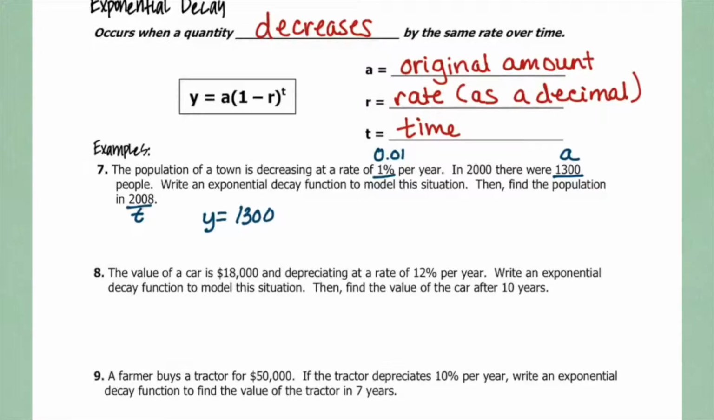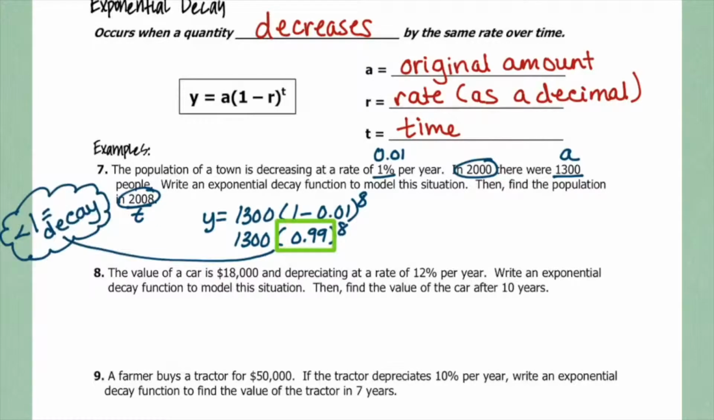So we plug in A is 1,300. We have our rate, which is 0.01. And for T, we're going to use the number 8 because they're going to ask us from the year 2000 to the year 2008, which is 8 years, what will the population of that town be? So we plug in 8. We subtract 0.01 from 1, which is 0.99. Raise that to the 8th power. So 0.99, your exponential button, then 8 and then equals, times that by 1,300.